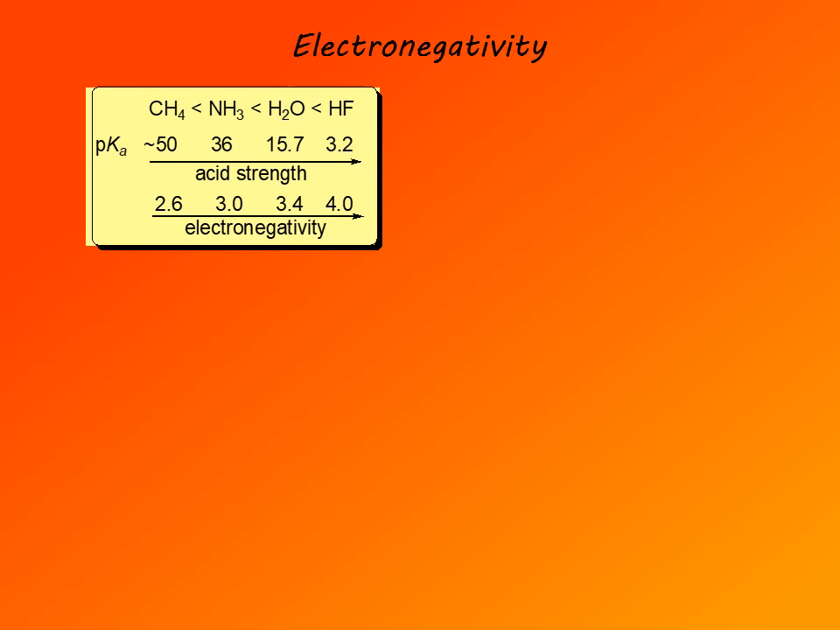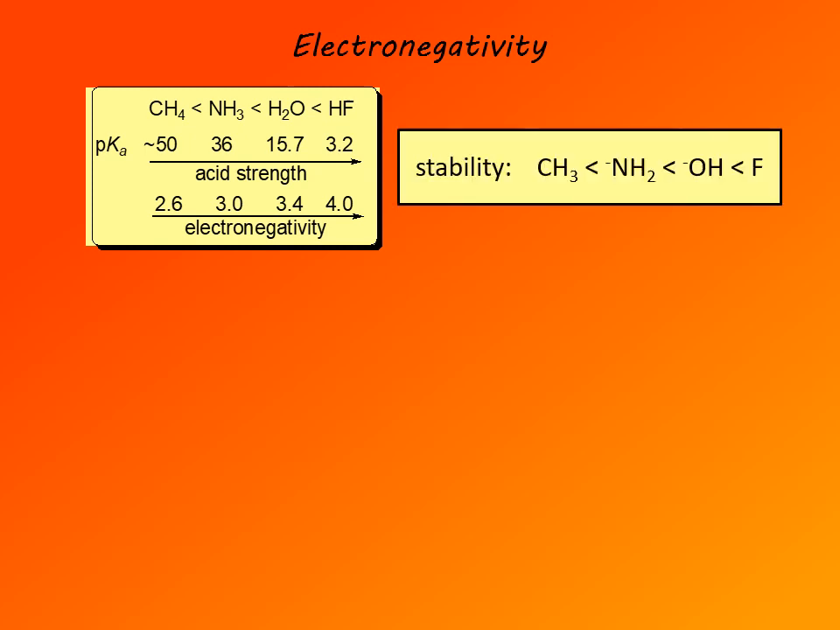So the electronegativity of carbon is 2.6, nitrogen 3, oxygen 3.4, and fluorine 4. In this case, we can see that with increasing electronegativity, acid strength increases. The reason behind it is that upon deprotonation, a more electronegative atom gives a more stable conjugate base. So deprotonation of methane gives the methyl anion. That's an extremely unstable species.